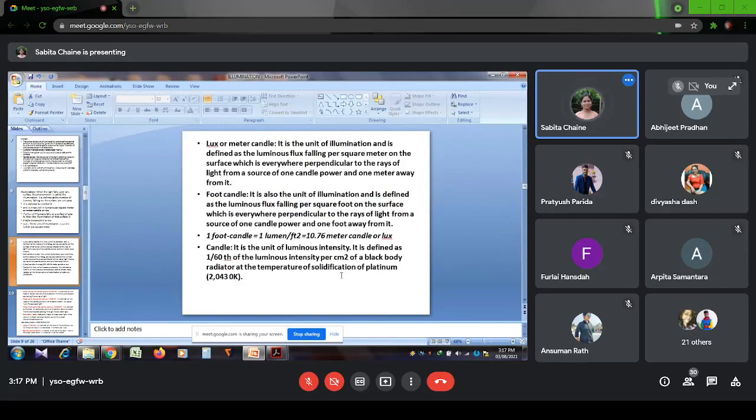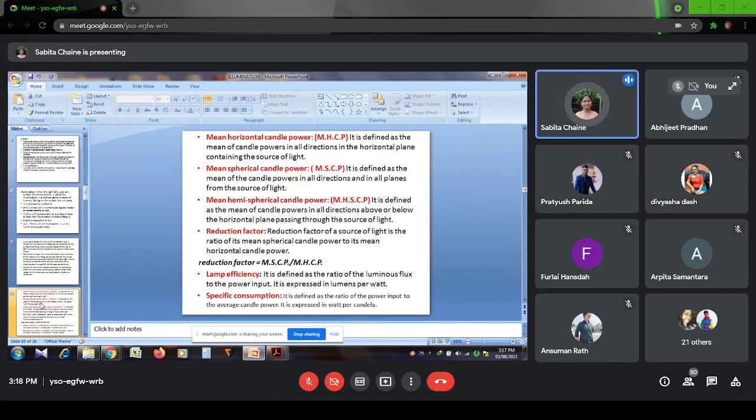2043 degree Kelvin. So if that is the black body radiation, after the energy is radiated, that will be 1/60th of the candela power. This is another definition. If you compare with a black body radiation, with a platinum black body radiation at a temperature of 2043, the candela power is 1/60th of the luminous intensity. Okay, so that is what you use when you go for the calculation part.